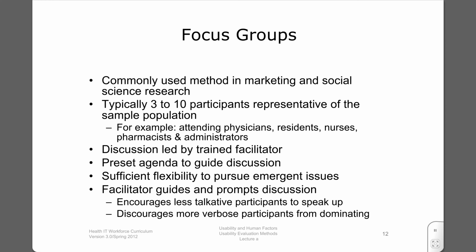Focus groups are a method that continues to grow in popularity. The method is commonly used in marketing and social science research. A focus group consists of 3 to 10 participants and a trained facilitator. The participants should be representative of the population in question. For example, if you plan to introduce a new clinical system that will be used by various physicians, nurses, and other hospital personnel, then an effort should be made to include them.